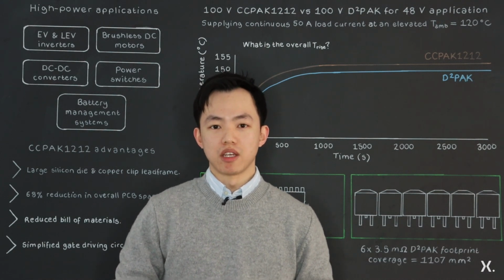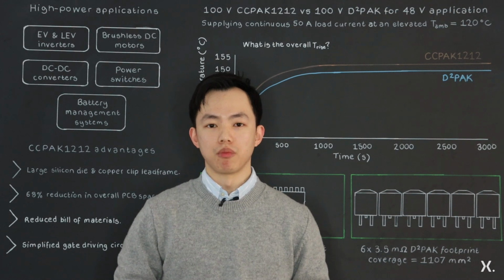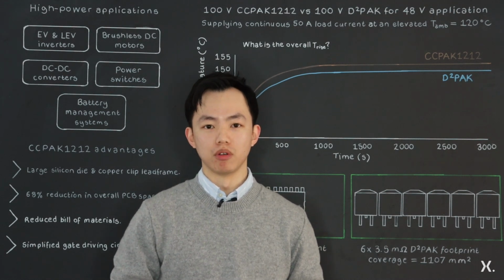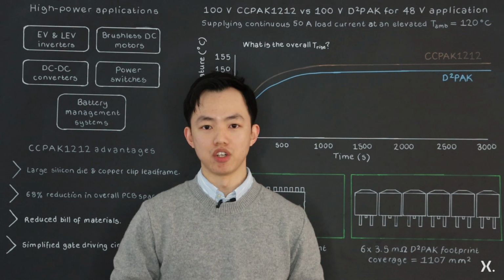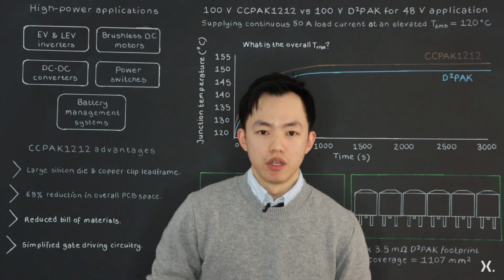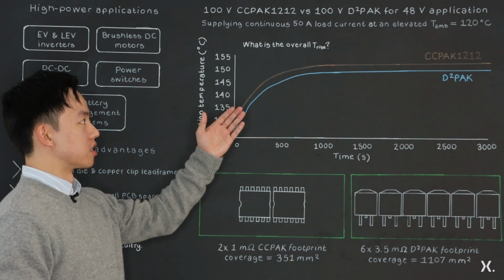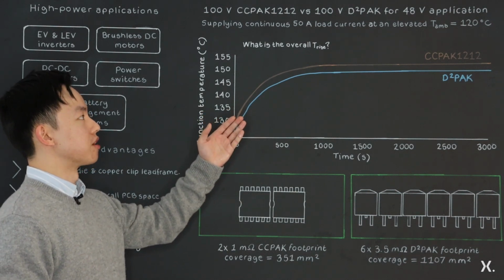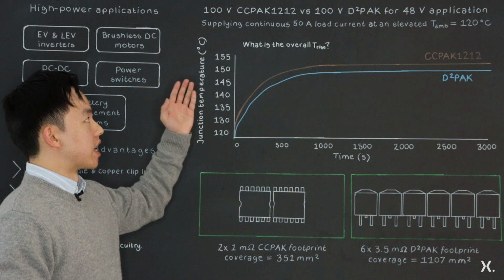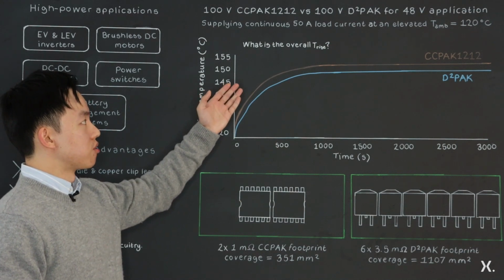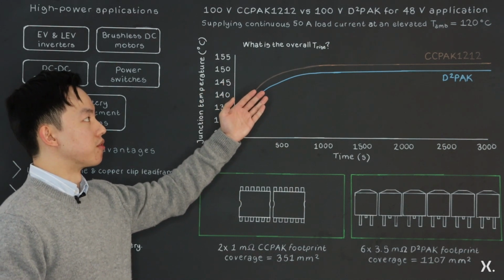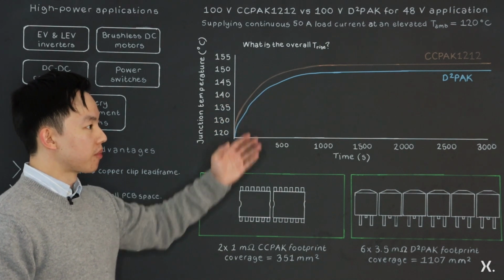So how can MOSFETs in parallel be reduced without compromising the overall thermal performance of an application? In our case study, we have MOSFETs being used as load switches in a high power 48 volt application, required to handle a 50 amp load current continuously at an elevated ambient temperature of 120 degrees C.